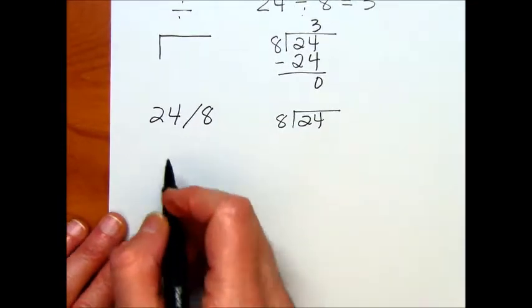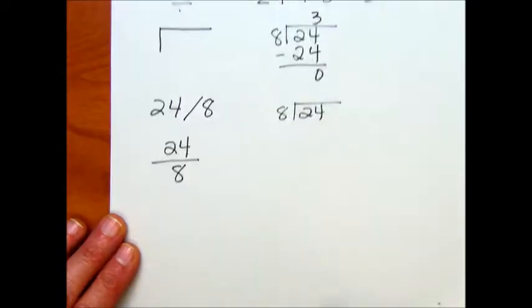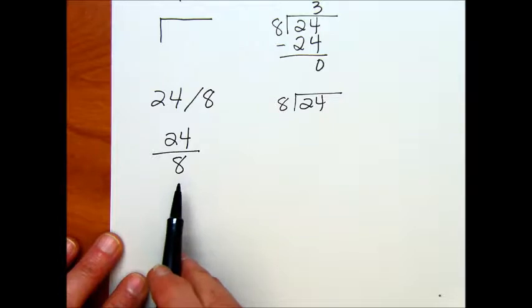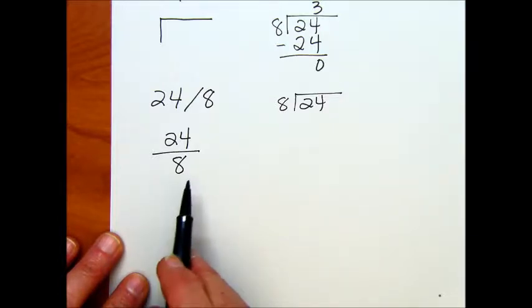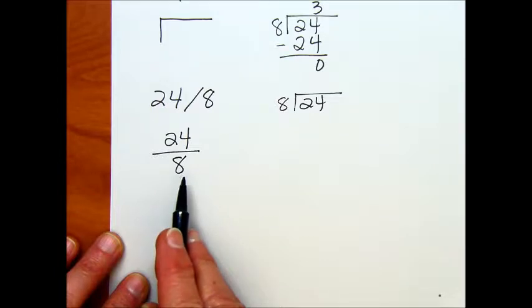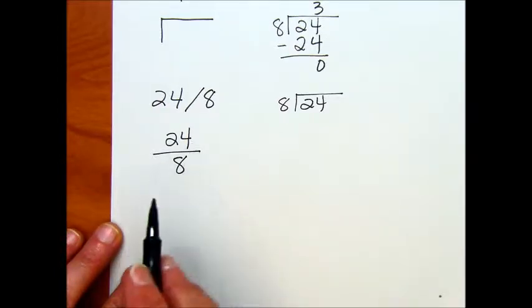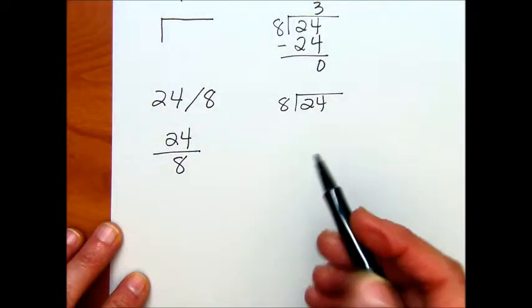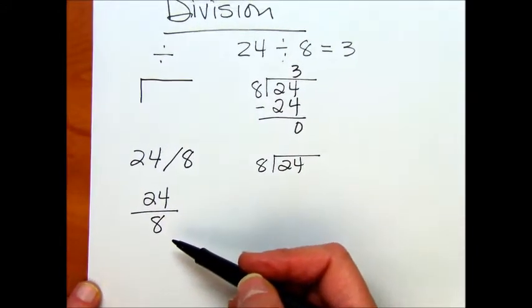The last one would look more like a fraction. So 24 over 8, it does look like an improper fraction, which we'll talk about fractions soon. But this is also considered a division problem. We're asking how many times does 8 go into 24, and the answer is going to be 3. So these are different ways that we can show division.